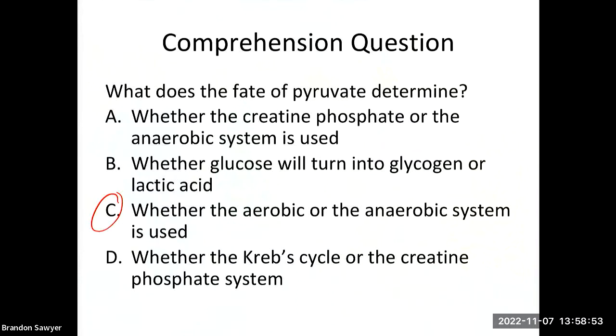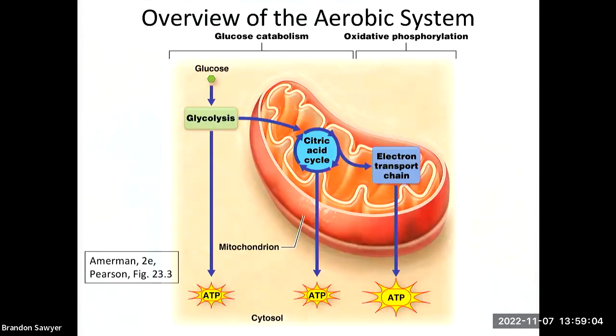So whether the aerobic or anaerobic system is used. Absolutely. Okay. All right. Well, we're gonna now dive into the aerobic system next. So this is our most used system. For sure, this makes 99% of the ATP in our body. And yeah, so this is definitely the one that's used the most.